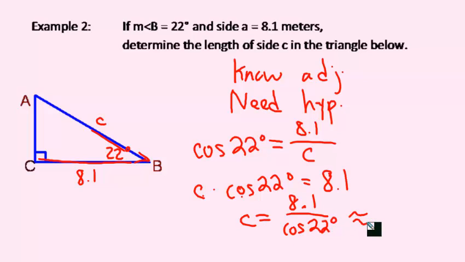This is a great calculator problem. If you type in 8.1 divided by cosine of 22 on your calculator, it should round off to about 8.7. Again, 8.7 is longer than 8.1. That's good because the hypotenuse is the longest side on the triangle. It doesn't guarantee you're right, but it's pretty darn reassuring in my book.